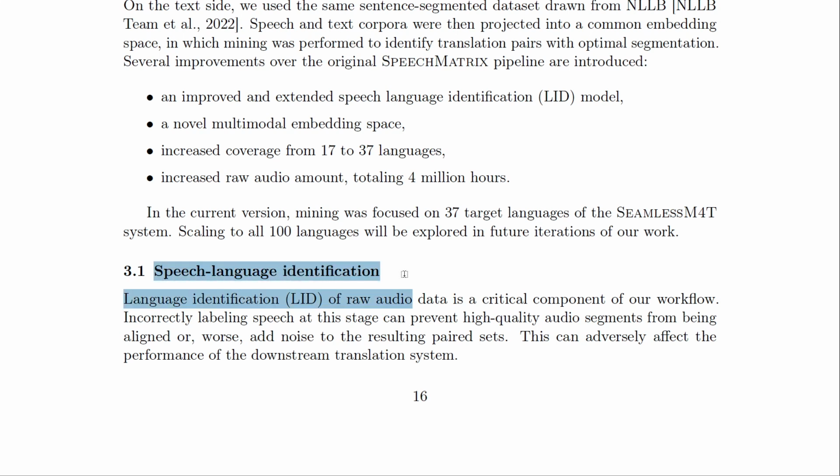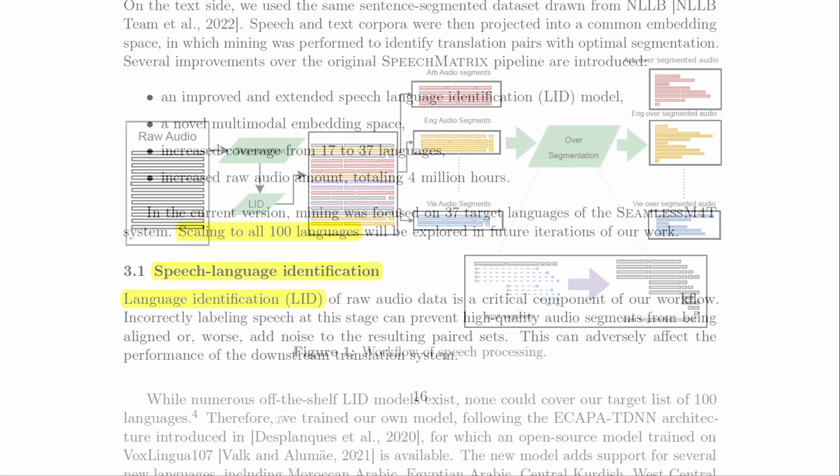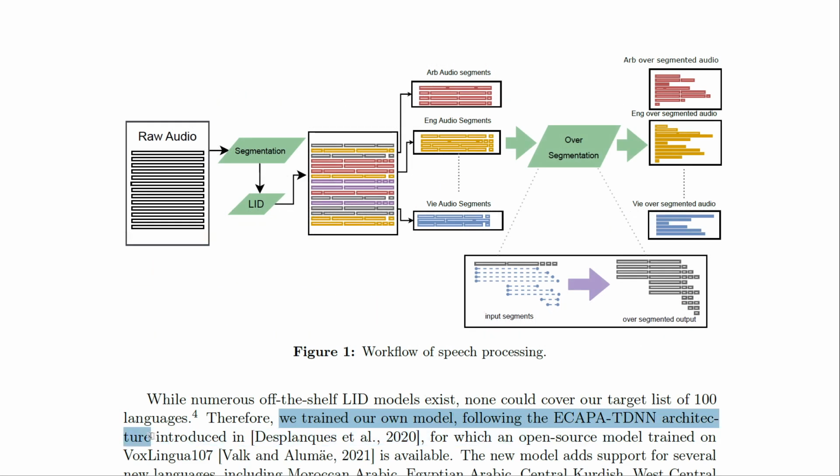One crucial component in this journey is language identification, or LID. It's the process of identifying the language of raw audio data, a critical step for a multilingual system like SeamlessM4T. While off-the-shelf LID models exist, none covered the target list of 100 languages. So the researchers developed their own model based on the ECAPA-TDNN architecture.